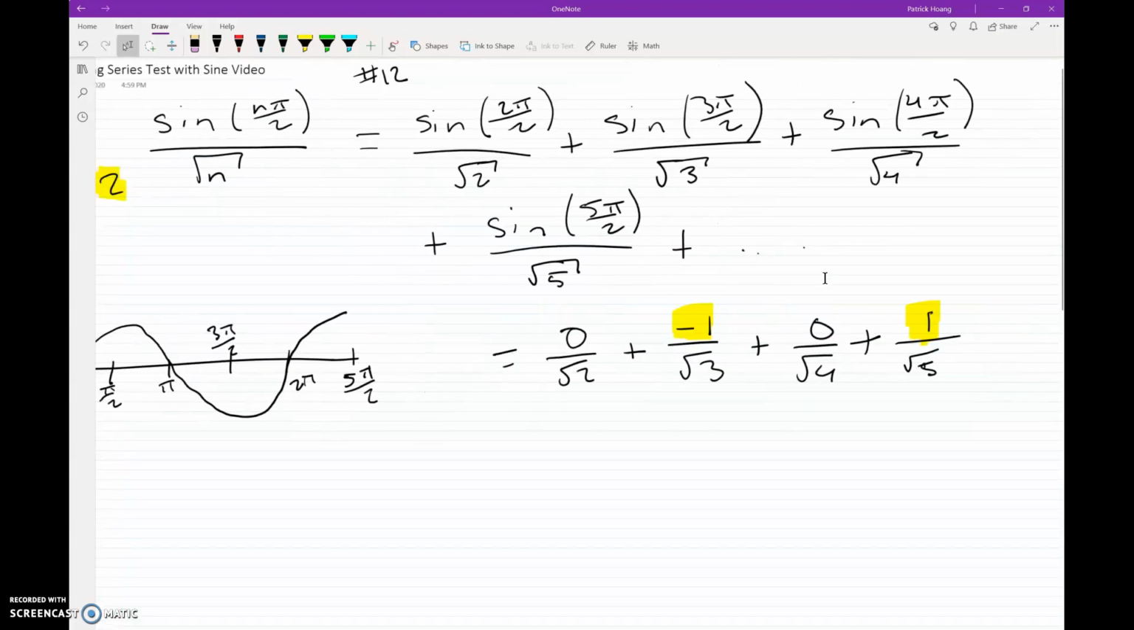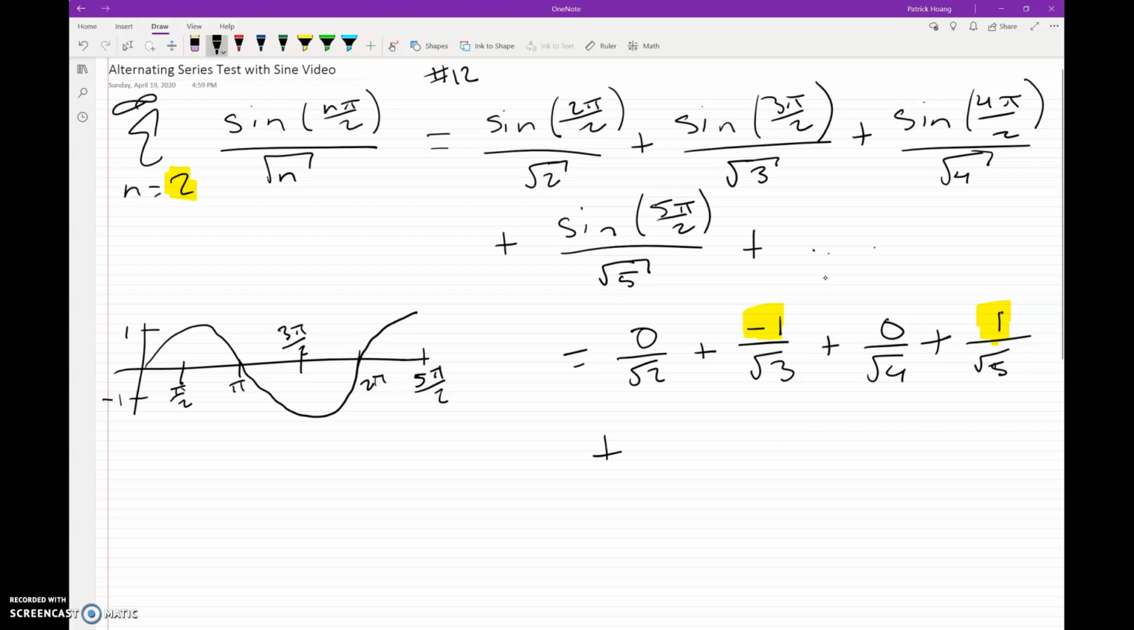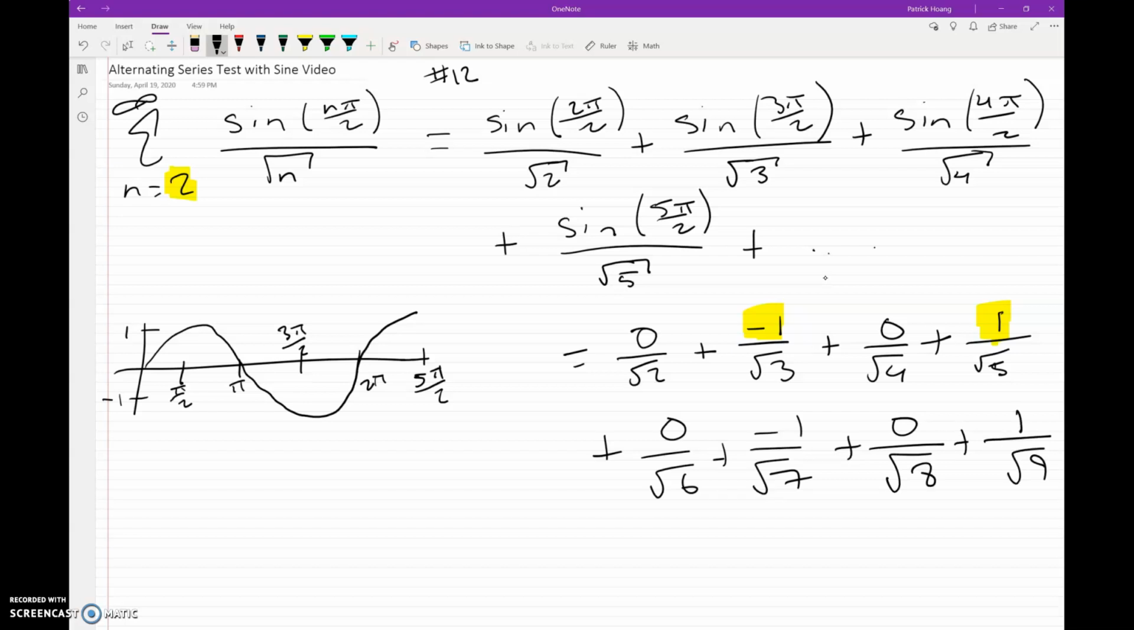So if I were to write a couple more terms in this series, following the pattern, this would be 0 over the square root of 6, plus negative 1 over the square root of 7, plus 0 over the square root of 8, plus 1 over the square root of 9. So like I said before, you guys saw that this is alternating, and that's great, right? That was kind of like the big thing to notice in this problem, that sine of n pi over 2 bounces up and down from negative 1 to 1, but it also includes these zeros.